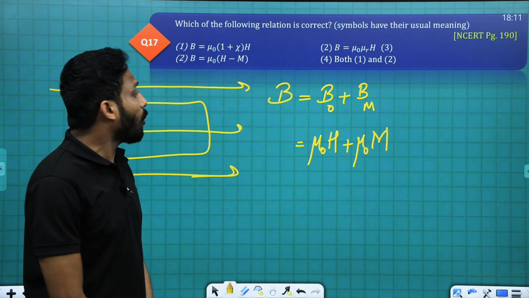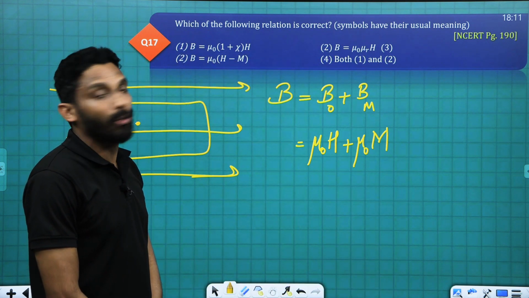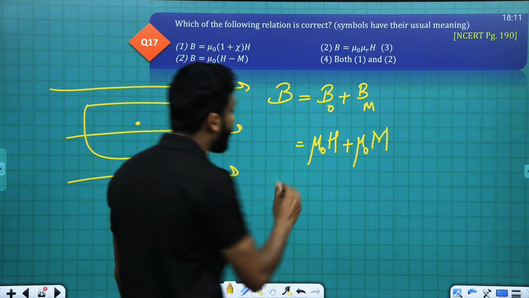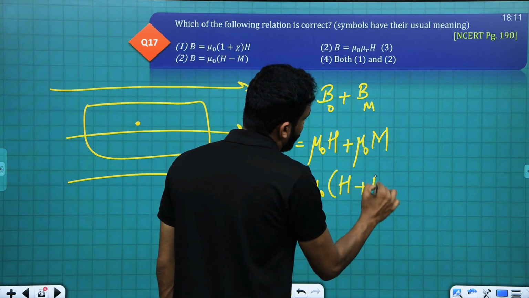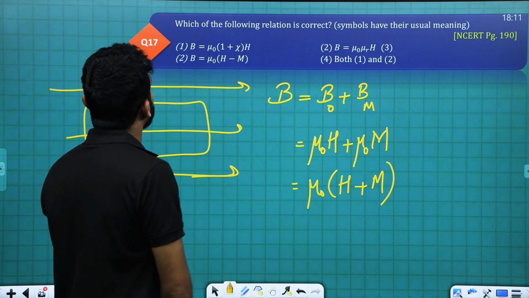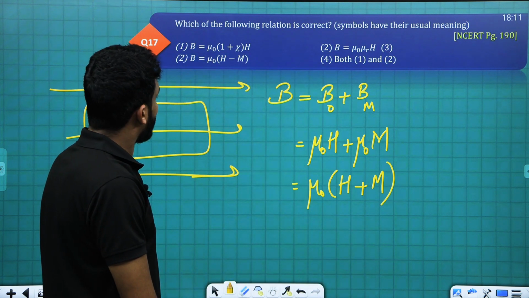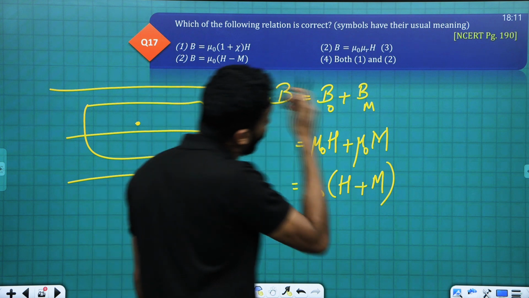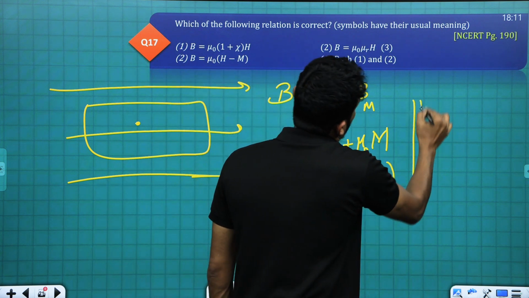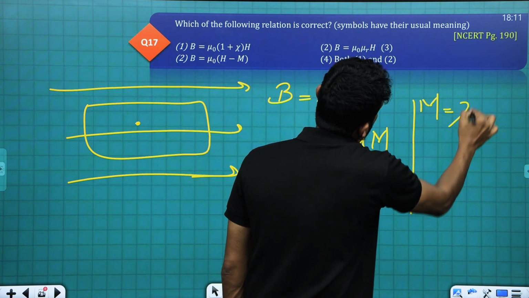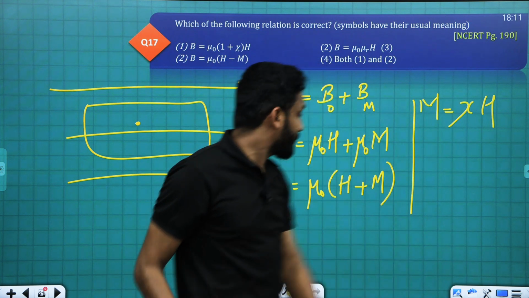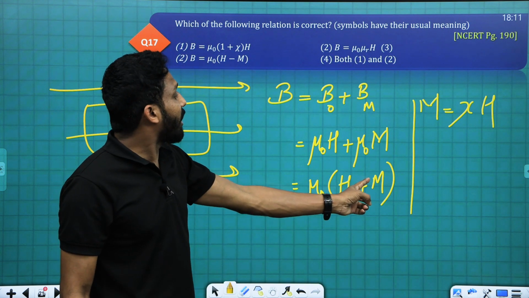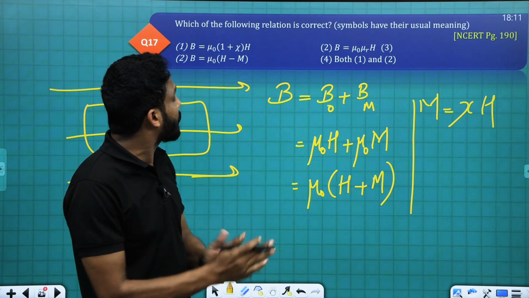Okay, mu 0 into H plus mu 0 into M. Right. Then this is mu 0 into (H plus M). Isn't it? Yes. And we have M is equal to chi H. There is a formula: magnetic susceptibility is the ratio of M to H. Then M is equal to chi H.